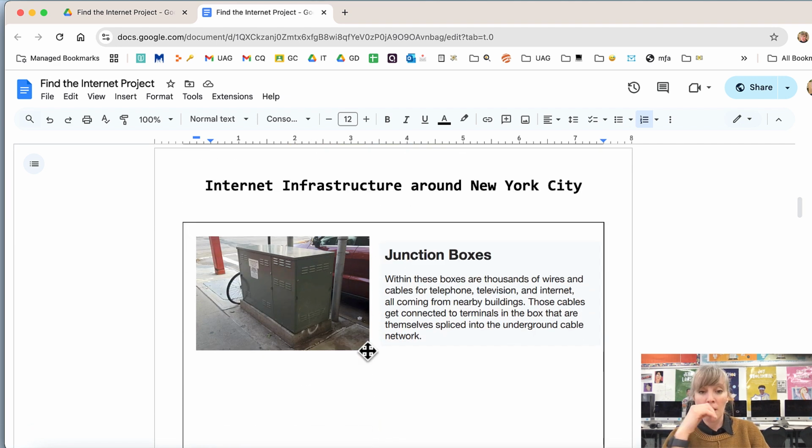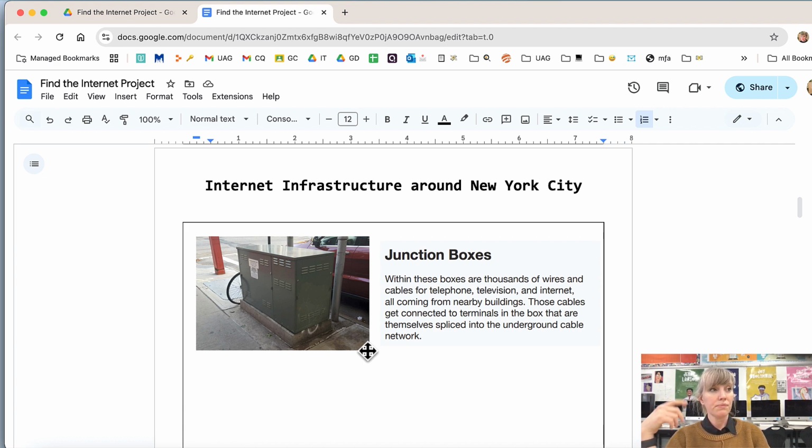Okay, so all around the city there are pieces of physical internet, right? We think of the internet as being like these signals that we receive on our computers and our phones, but only the ends of the internet are wireless. Every other part of the internet is wired.